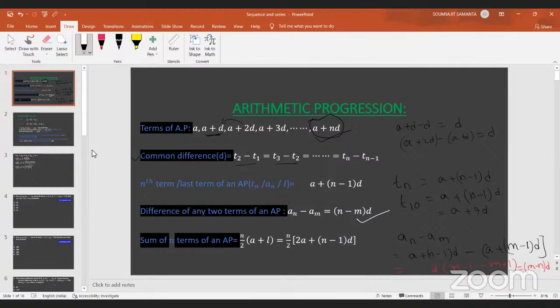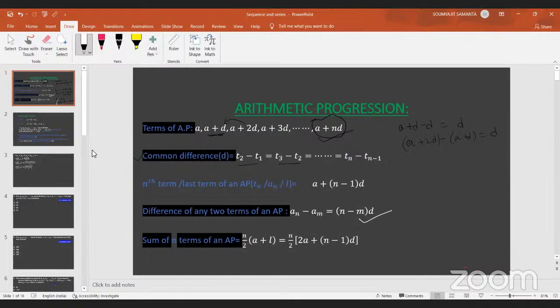What about sum of n terms? Sum of n terms can be defined in two different ways: one if the last term is known, and another if the last term is not known. If the last term is known, then the sum will become number of terms divided by 2 into (first term plus last term). L is nothing but the last term.